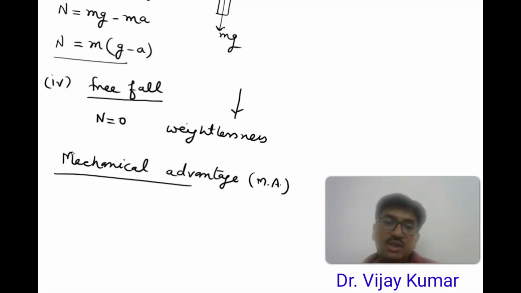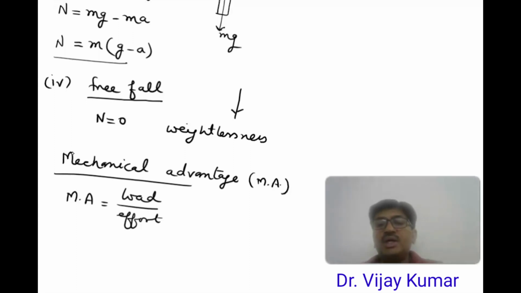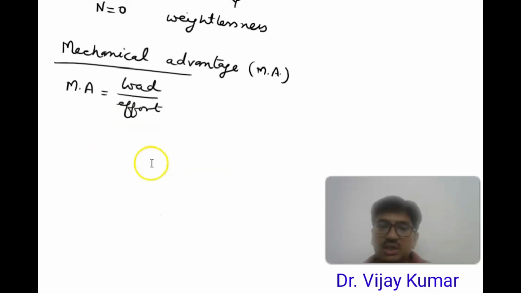Mechanical advantage. Mechanical advantage is basically the ratio of load and effort. The ratio of load and effort is known as the mechanical advantage. And we can understand it by an example.